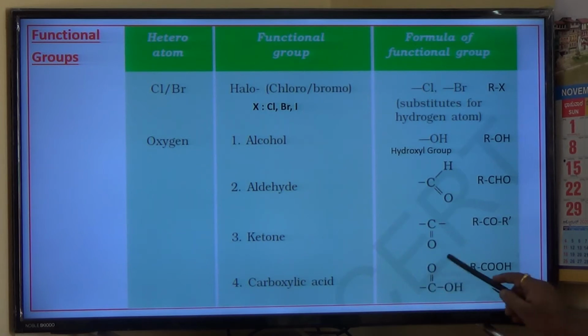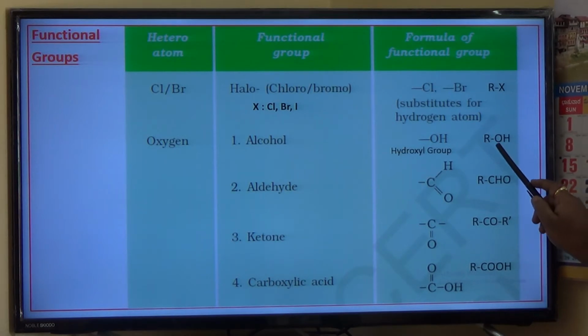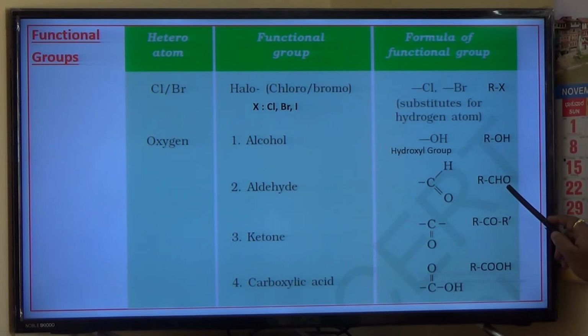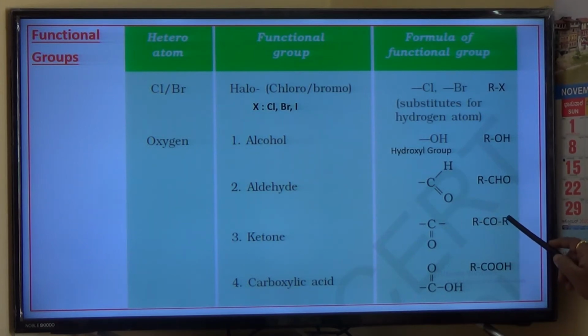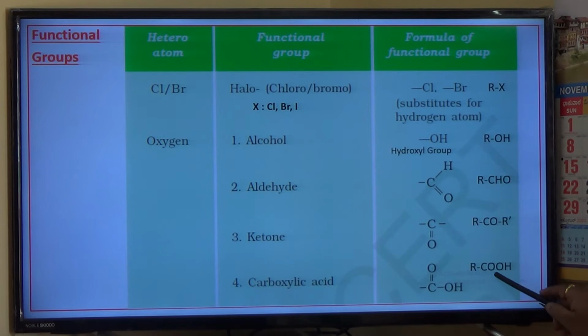This entire group is called the carboxylic acid functional group, and the general representation of this compound is RCOOH. For your information, listen here: the OH group is called an alcohol group, CHO is called an aldehyde group, R-C double bond O-R, or simply the C double bond O group, represents the ketone group, and the COOH group gives you the carboxylic group.